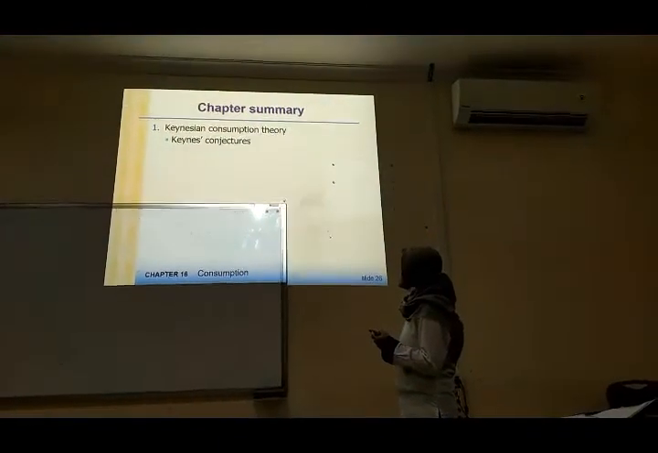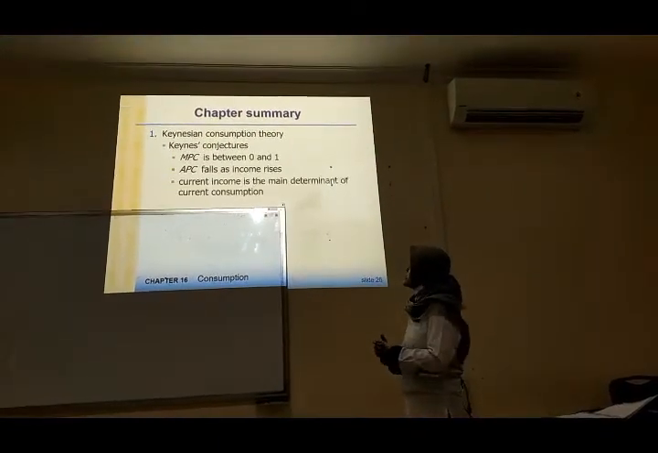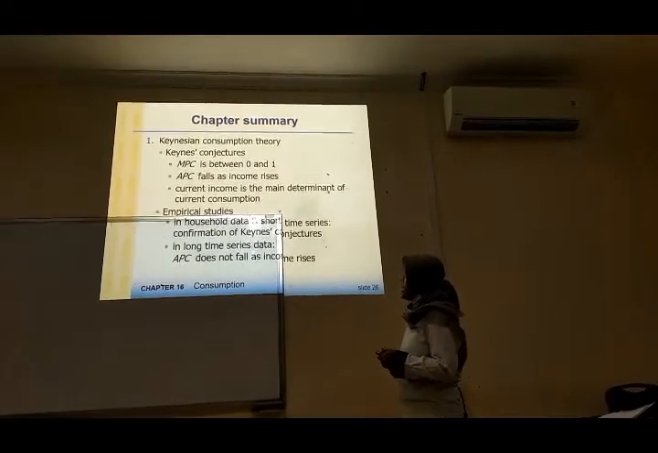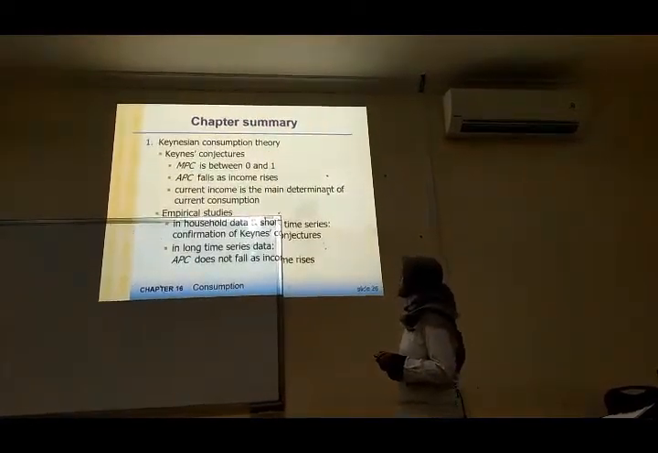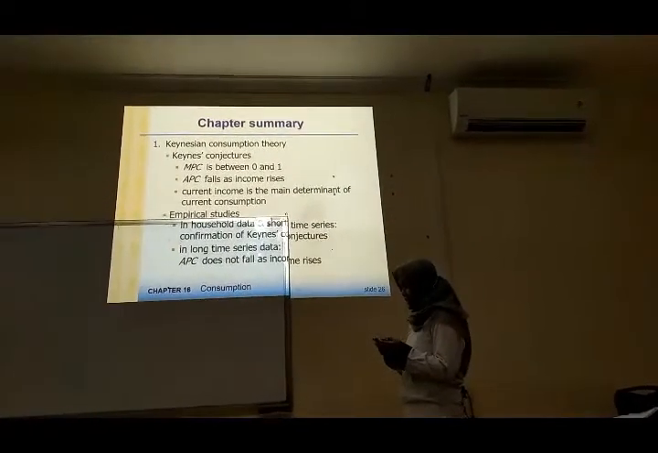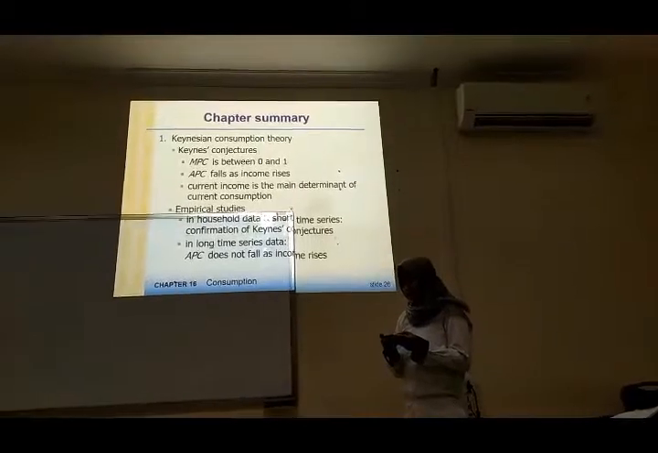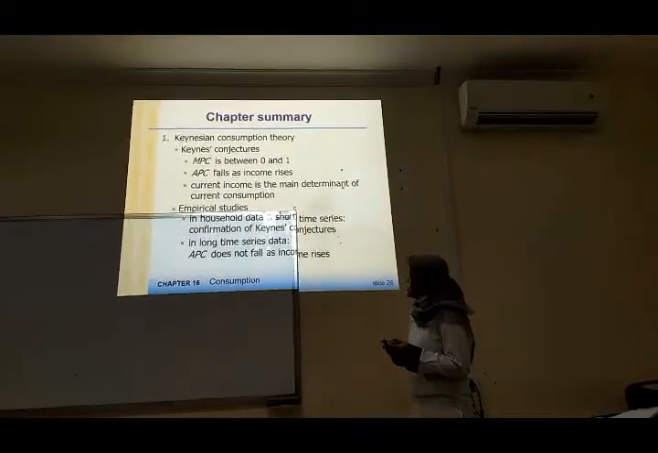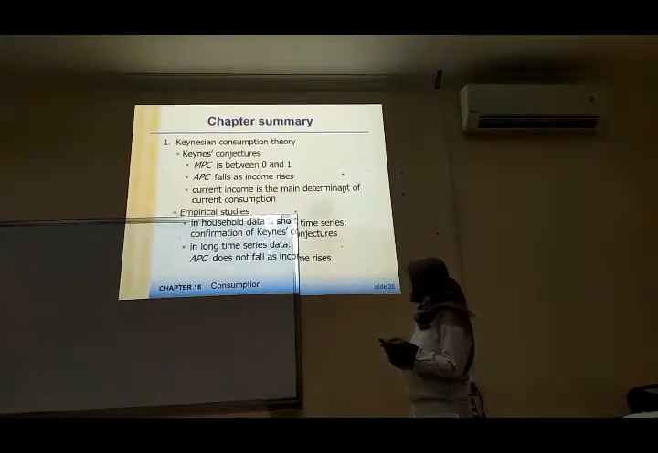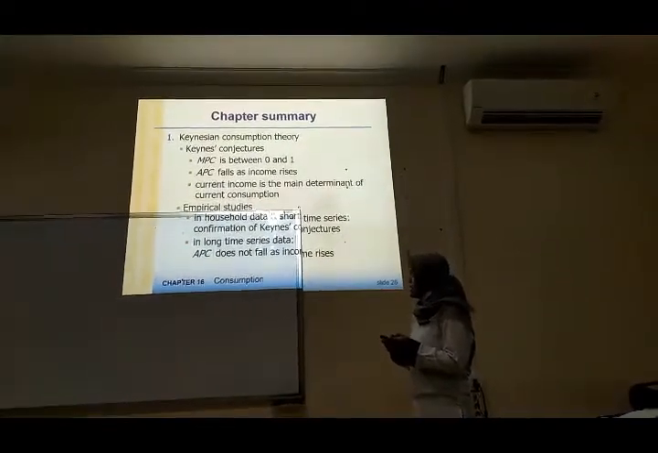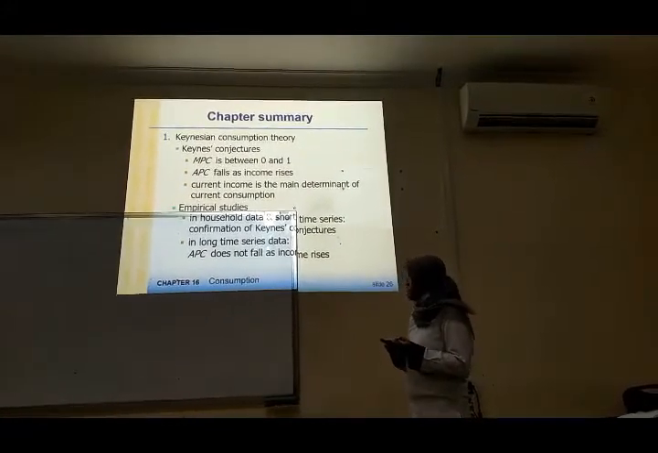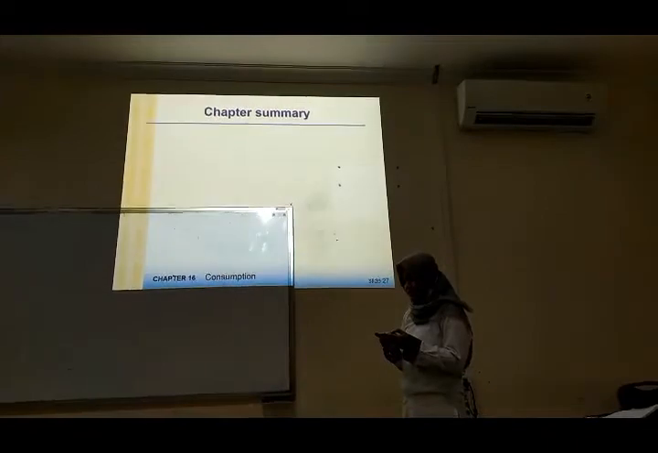Chapter summary. Keynesian consumption theory: Keynes conjectured first that the MPC is between 0 and 1, and APC falls as income rises. Current income is the main determinant of current consumption. Empirical studies of household data and short time series confirm Keynes's conjectures, but in long time series data, APC does not fall as income rises.